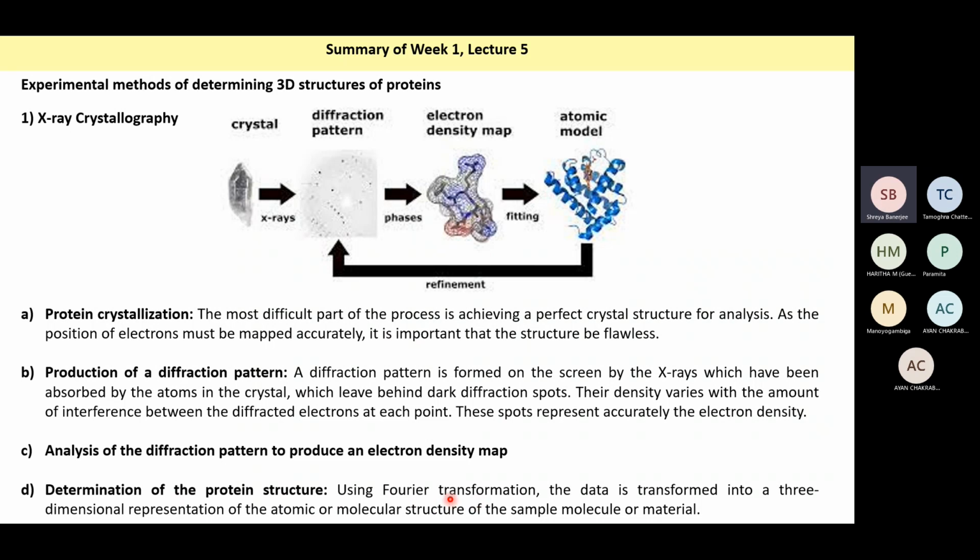Using mathematical calculations called Fourier transformation, the data is transformed into the 3D representation of the atomic or molecular structure. So from this electron density map, you can predict the atomic model, like how many helices there are or how many beta sheets. And again, from the atomic model, you can get a better diffraction pattern and repeat this process many times to get a refined atomic model.